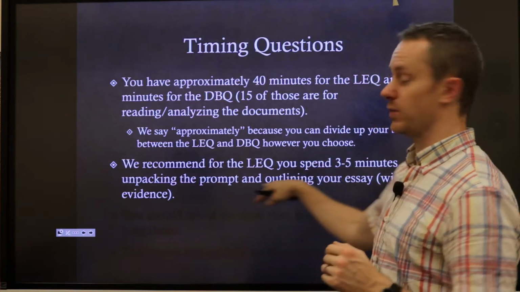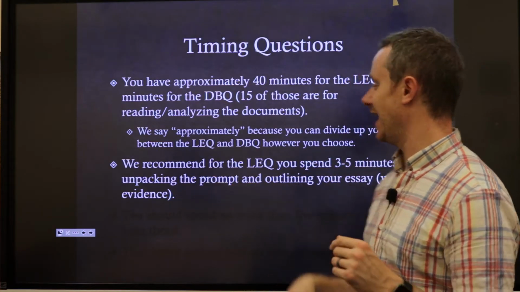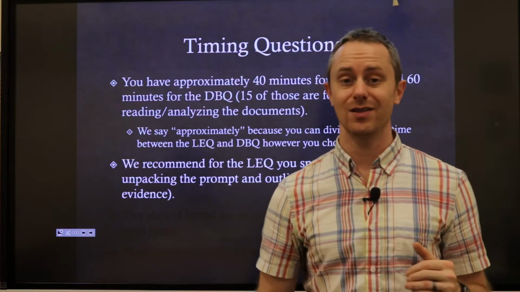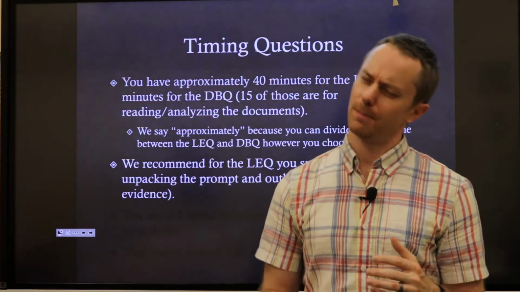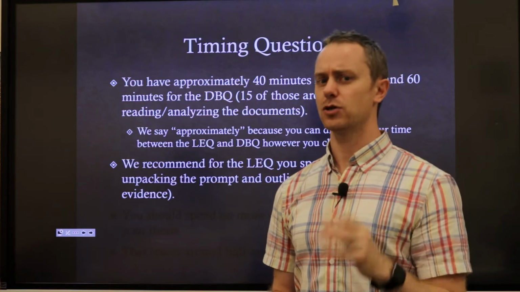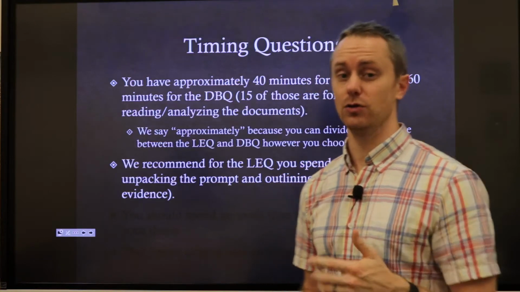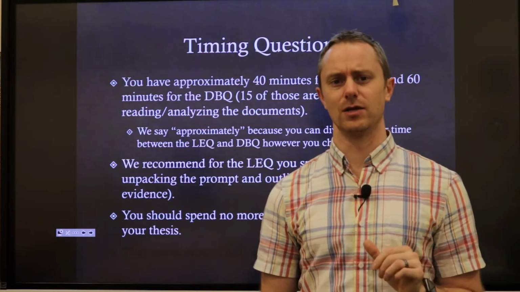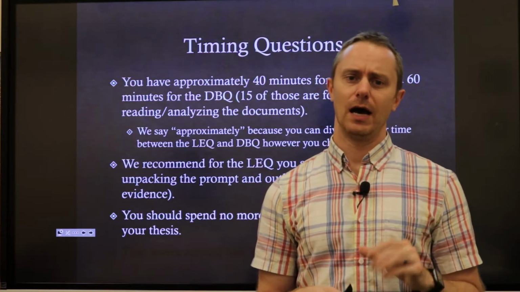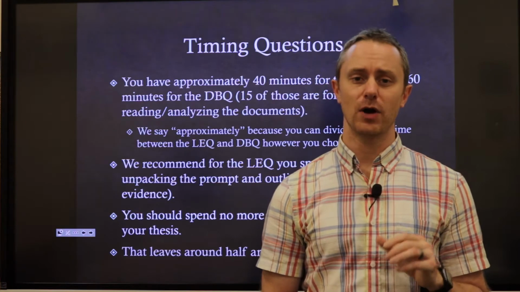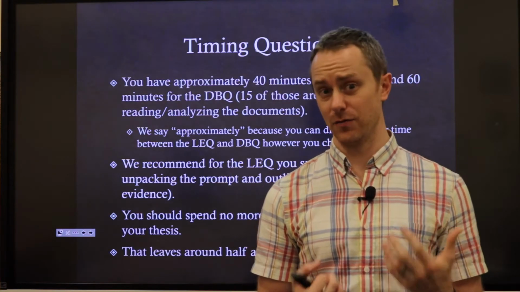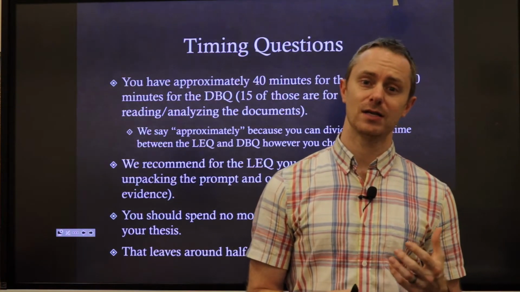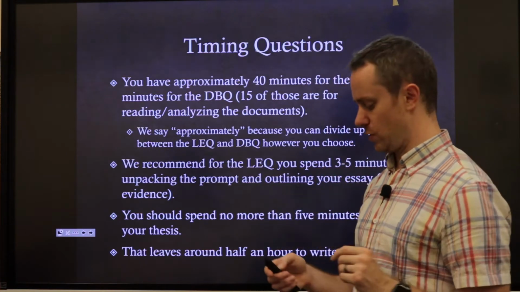That's why you spend 3 to 5 minutes unpacking the prompt and outlining your essay. If you get through an outline and realize, I've got nothing on this, maybe move on to the next one. Answer with the one you know the most about and can argue the most about. Then, after that, spend about 5 minutes writing your thesis for your essay. I say 5 minutes because that's going to leave you approximately 30 minutes to write the rest of your essay, which doesn't sound like a lot of time, but it's actually going to be enough, and I'll show you how.